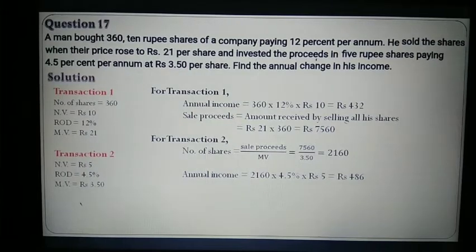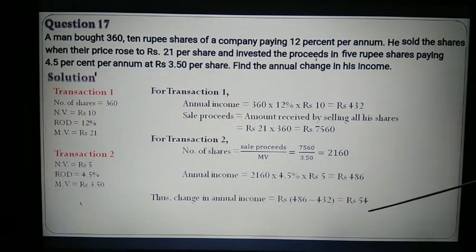486. Now the question is asking to find the annual change in his income, so we'll find the difference between these two annual incomes. The change in annual income turns out to be rupees 54. So my answer is rupees 54. So pause the video to note down.